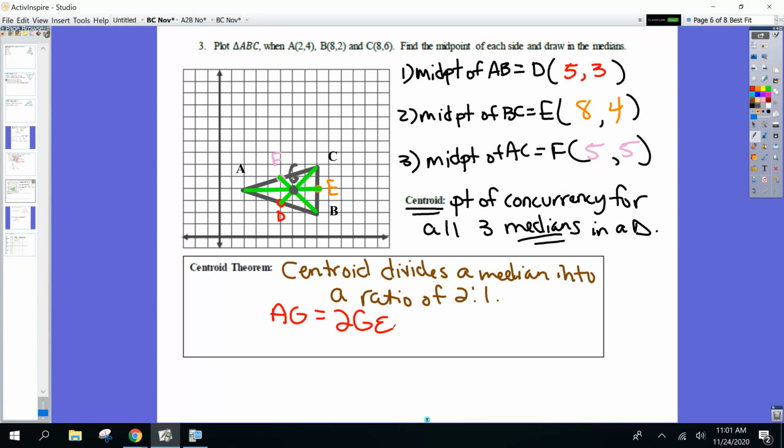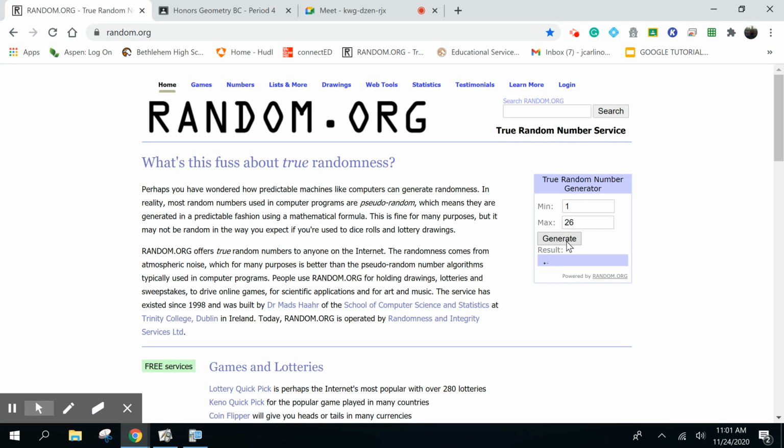All right, one more time because I just don't want to do one example. Somebody else give me another median we drew in. Here we go. Ryan, give me another median we drew in.